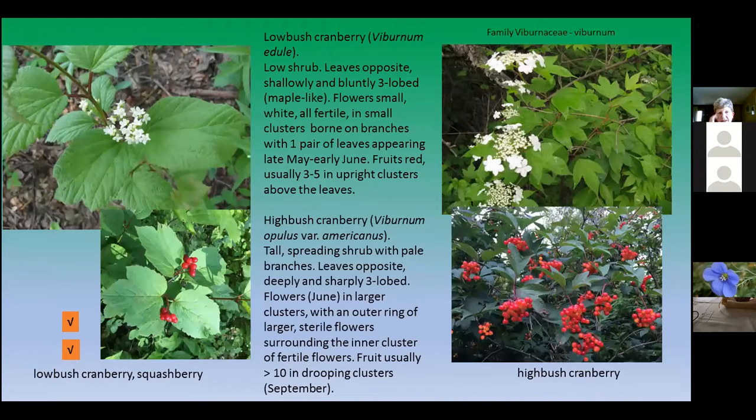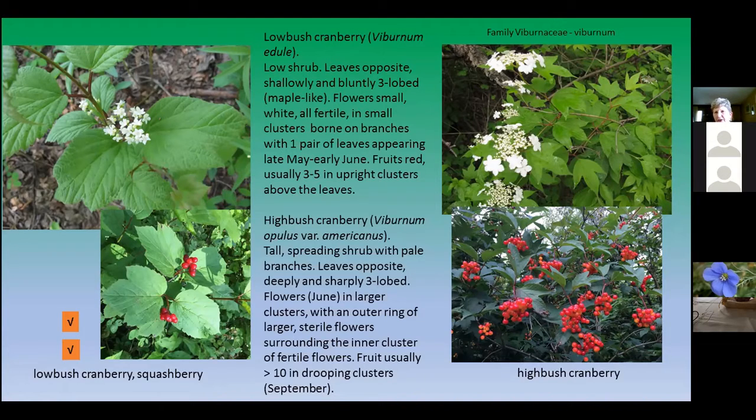We have two viburnums, the lowbush, which is an appropriate name because it doesn't get very tall, and the highbush, which is a tall, sprawling shrub. The highbush being much the more common in the forest here. Both of them have these simple leaves that are three-lobed, but they are really sharply three-lobed in the highbush cranberry. I don't think you'll mistake the two at all. They're really not superficially alike.